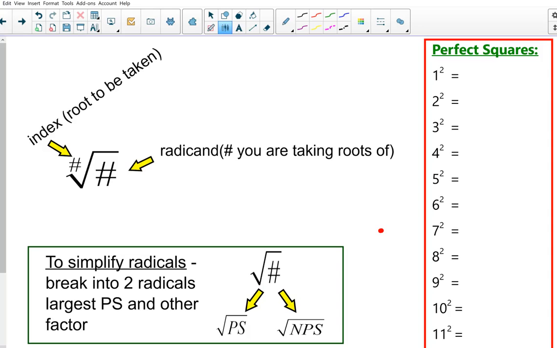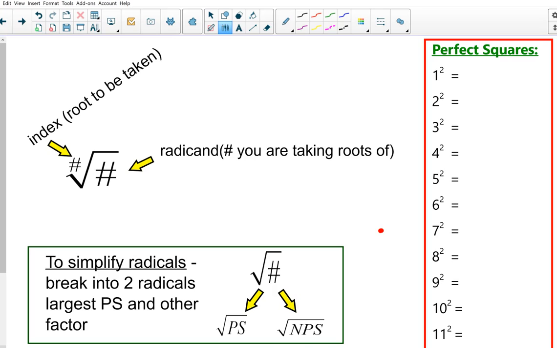Hello, this is Mrs. Pullen, and this is our second unit on finding zeros of a function and our first lesson on radicals and conjugates. I am breaking this lesson into 3 separate videos. For the first video, we're going to be simplifying radicals.